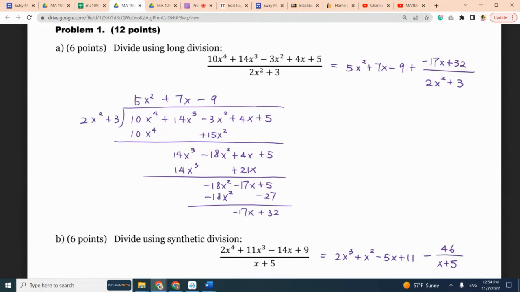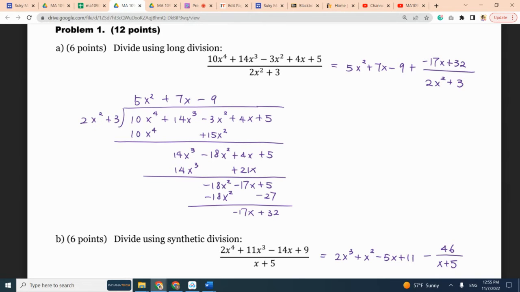So some of you add them. No, we want to subtract. So negative 3 minus 15 is negative 18. Okay. And then 4x squared and 5 right here. And then 7x times 2x squared, we get 14x cubed. So 7x times 3 is 21x. We use our first line, subtract the second line. That's why 4x minus 21x is negative 17x. And 5 minus negative becomes plus. So 5 plus 27 is 32.